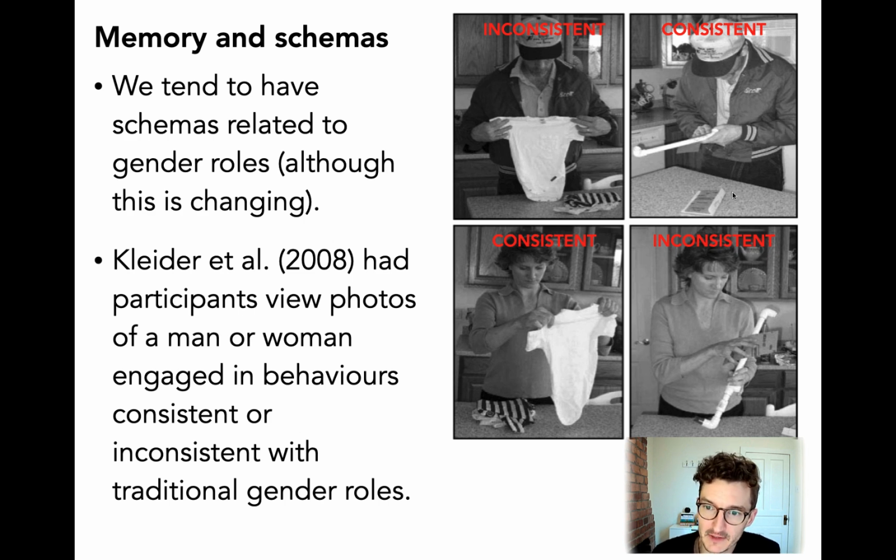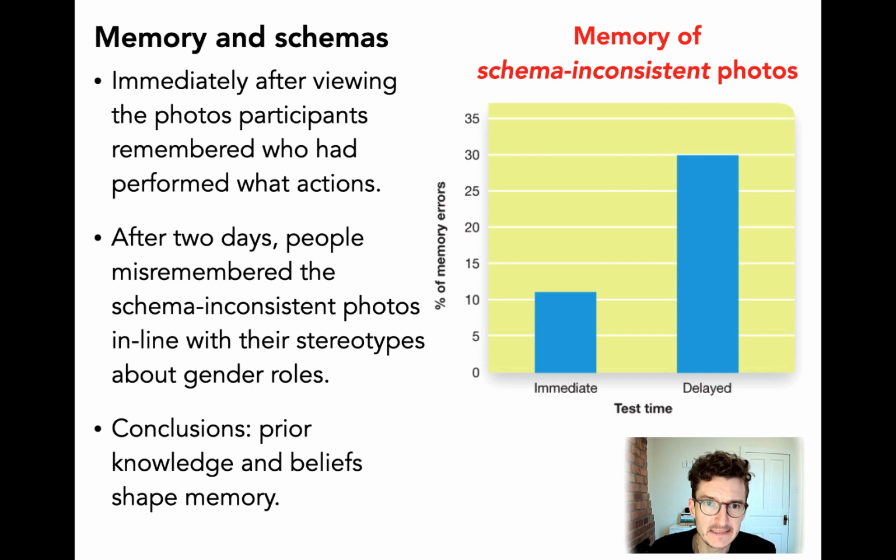And then in these two photos, we have the reverse. So a woman folding clothes, consistent with that gender role, and a woman sanding pipes, inconsistent with her gender role. Again, gender roles are changing, but for the purposes of demonstrating this idea and reviewing this study, what did they find? Immediately after viewing the photos, participants remembered who had performed what action. They remembered, oh yeah, the man was folding clothes, the woman was sanding pipes.